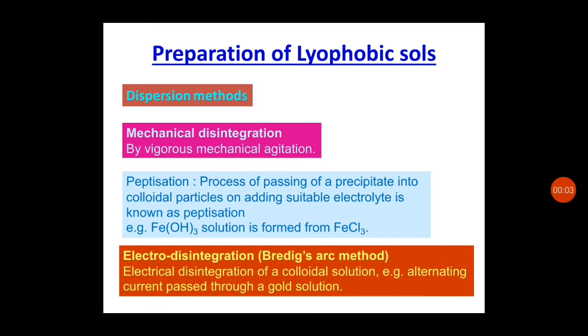Next is electro-disintegration method. This is particular case of Bredig's arc method. Actually, this method involves both dispersion as well as condensation. In this method, an electric arc is struck between the electrodes of the metal immersed in the dispersion medium. The intense heat vaporizes the metal, which then condenses to form particles of colloidal size. The example is formation of gold sol.